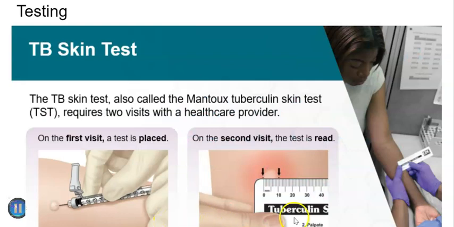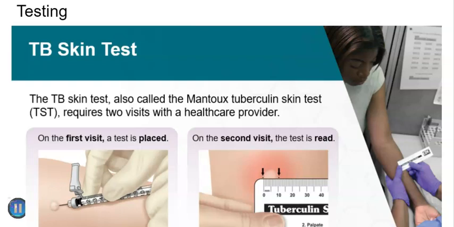So there's something called the TB skin test, or the Mantoux tuberculin skin test, or the TST. It requires two visits with a healthcare provider. On the first visit, the healthcare provider will inject a solution of what's called tuberculin, which is not a vaccine and it's not a drug. It is the antigen from the Mycobacterium tuberculosis. So it is the part of the exterior of the bacterium that triggers an immune response.